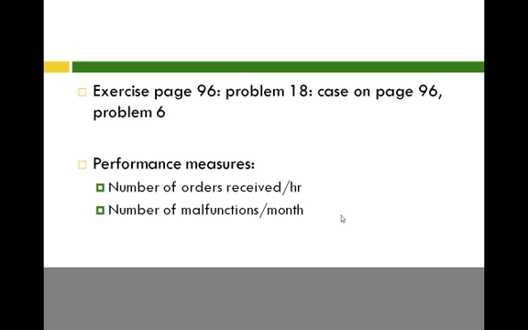I have some examples here on the slide that would be performance measures to see how the company did. Number of orders received per hour or number of malfunctions per month. If you have similar performance measures that actually have a unit attached to them like this, you did it right. If you gave me a specification or a goal, you didn't do it right.